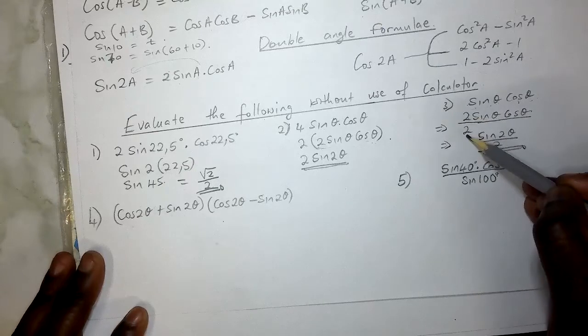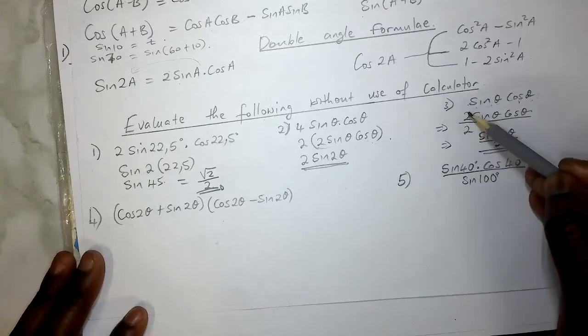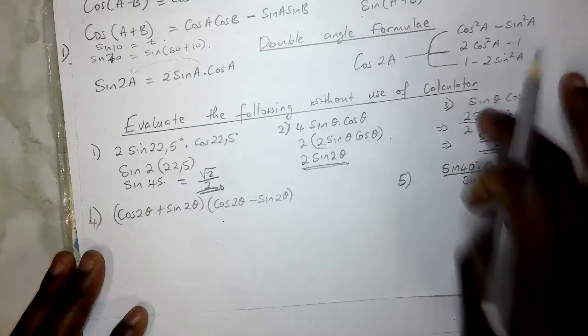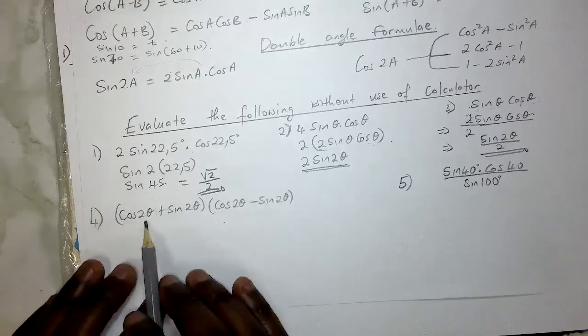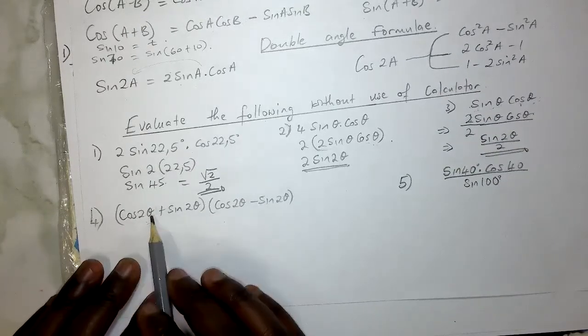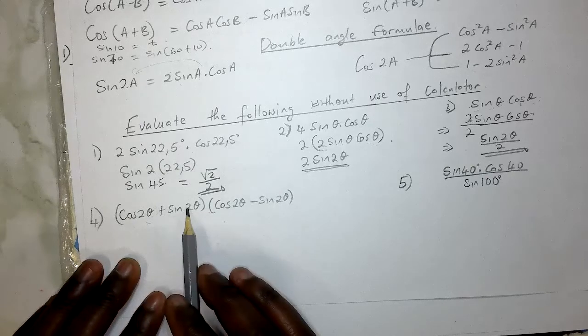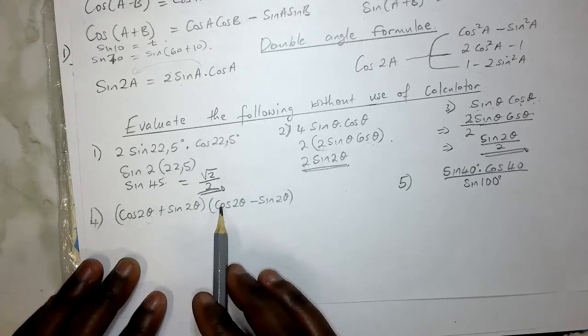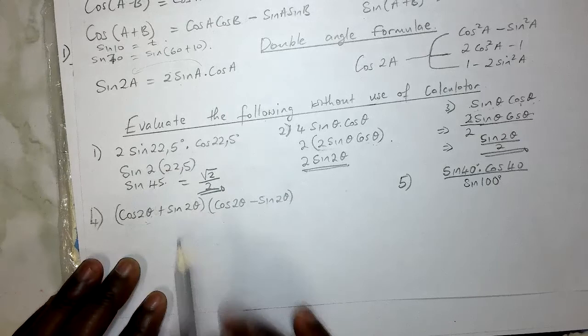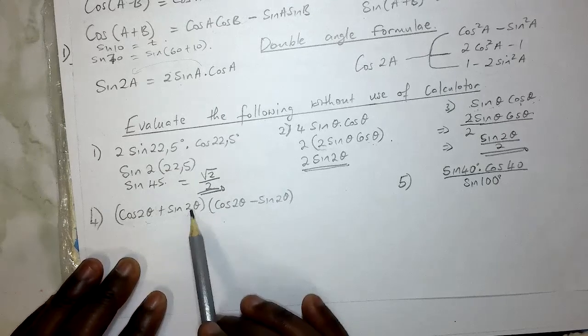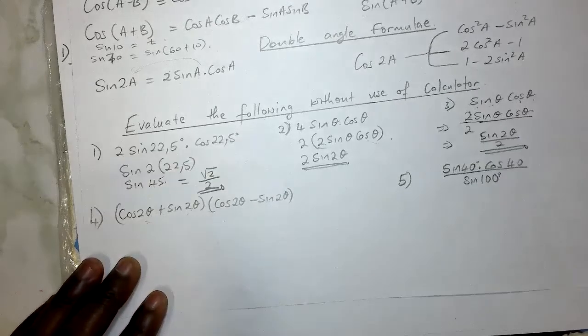We're adding 1, so we are not changing anything here. When you say 2 over 2, that gives you 1, that's why we're doing it. But now let's check what we have here: cos 2 theta plus sine 2 theta, in brackets, cos 2 theta minus sine 2 theta. This is a difference of two squares. What do we know about the difference of two squares?